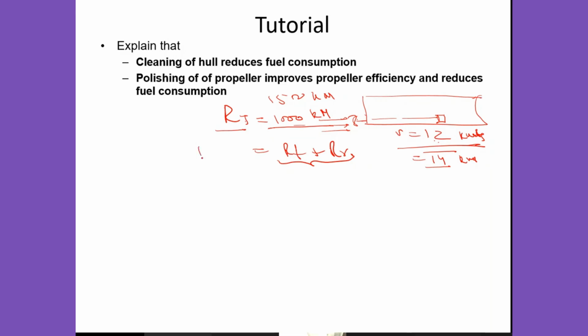Now, as I said, this total resistance is in two parts. One is called frictional resistance, RF, and second is called residual resistance. The frictional resistance is given by a formula, F times S times V raised to power n, where F is the coefficient, S is the wetted surface area, V is the speed of the vessel, and n is an index. The frictional resistance is proportional to the speed of the vessel. More is the speed, more is the frictional resistance.